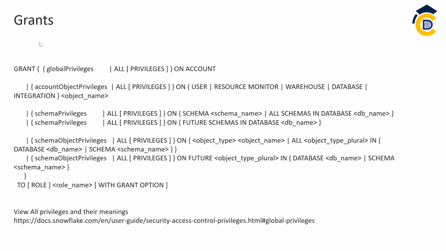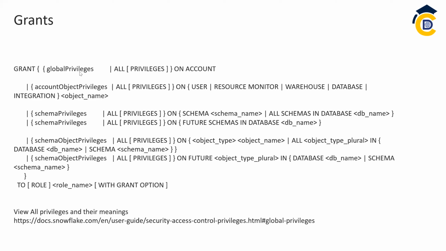And to whom do you give a grant? It is always to a role. At the end, you can say TO role name. And WITH GRANT OPTION means if you include this option, then this role can further give the privileges that it has to the other roles or users. Okay, so let's look at this.